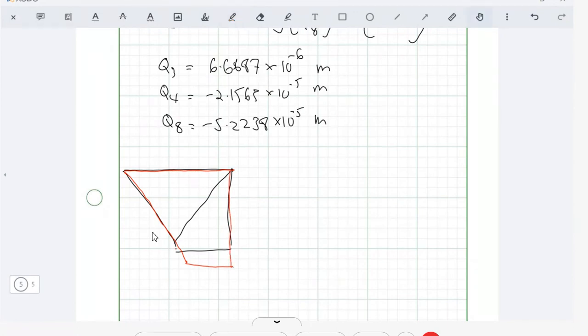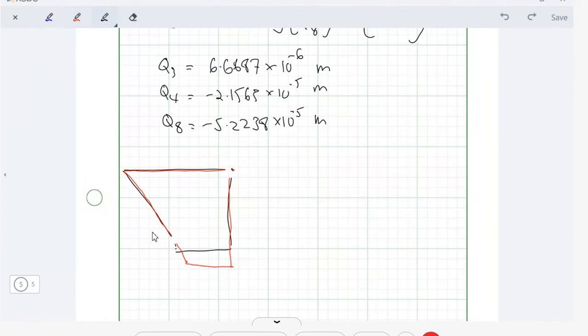So let me delete this and redraw this nicely. So this is the original Q5. Sorry, one, two. This is Q3 and Q4. So Q3 moves to the right hand side, but Q4 is going downward, negative. So this is the shape as we predicted before. So this is the solution.